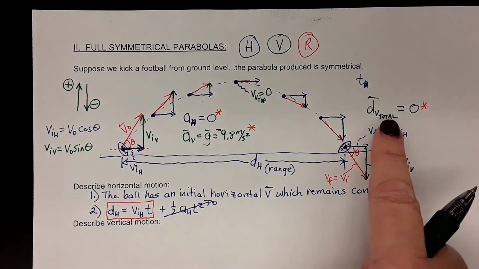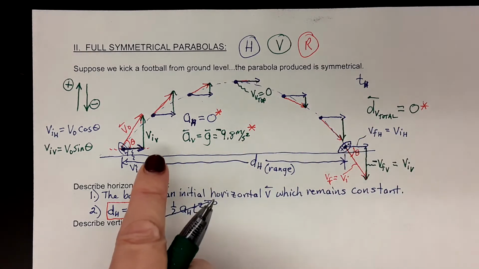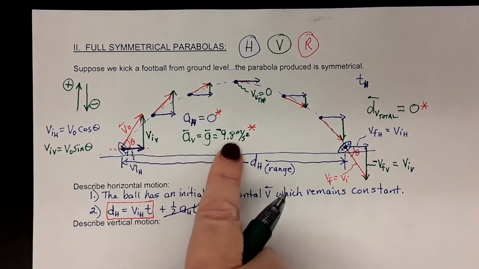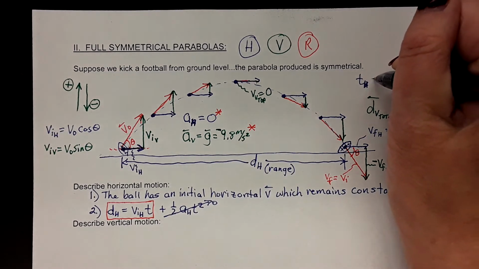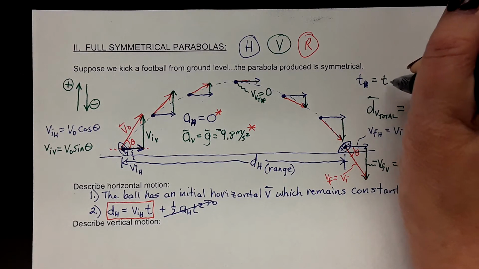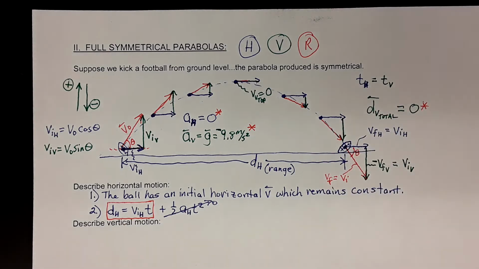Okay, so we have 0 vertical displacement with a velocity that changes by increments of negative 9.8, and it does this all in a time t sub v, which happens to be the same as t sub h, right? Because both motions take place concurrently, that is, in the same time frame, together.